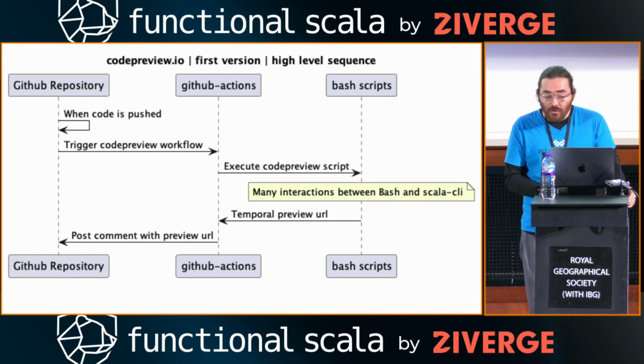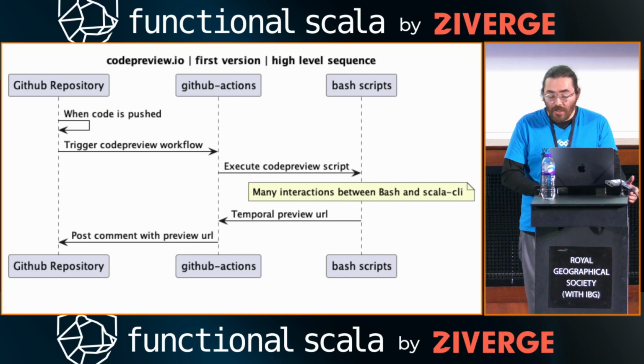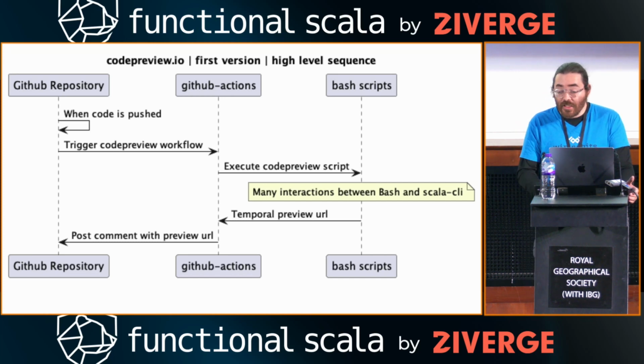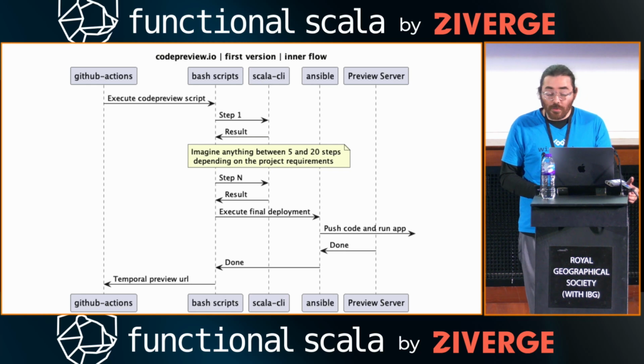And the original version of the Code Preview scripts workflow was like this. Pushing some code to the GitHub repository was triggering a workflow which executed a Code Preview script, which executed a bash script, which did many interactions between bash and Scala-CLI, getting a preview URL, which was posted as a comment in the GitHub repository. And I want to highlight the many interactions between bash and Scala-CLI because this is how the project was built when we were just trying Scala-CLI, like last December.